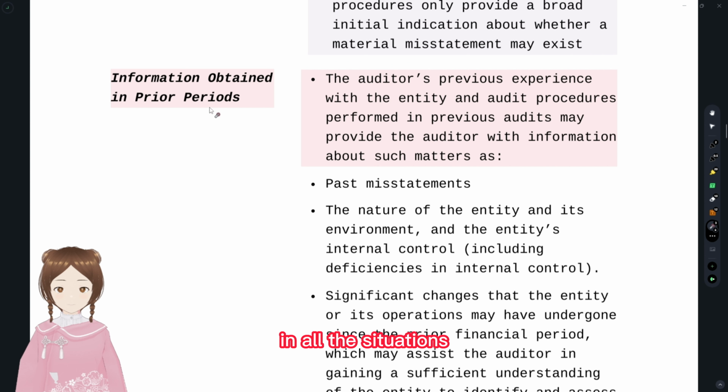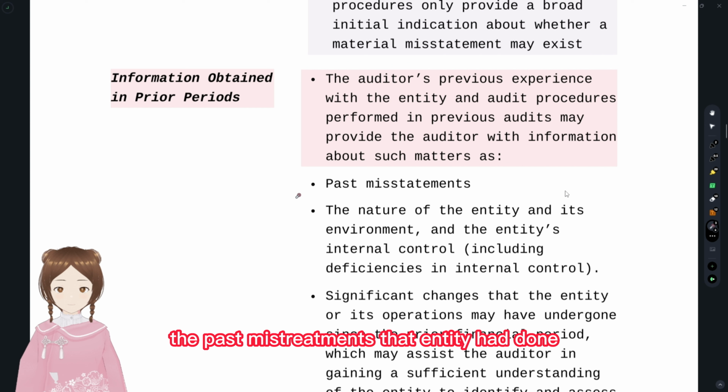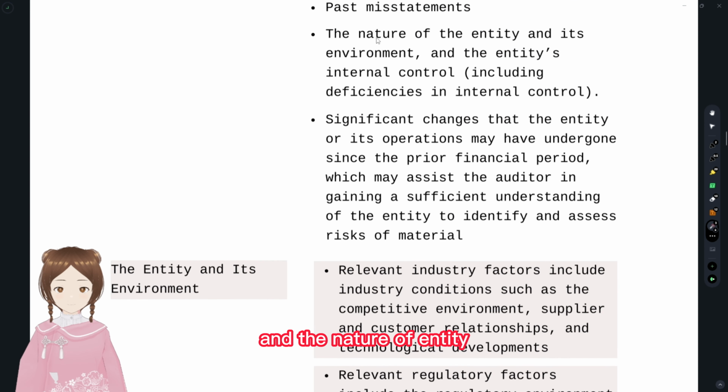In all the situations, what prior period information could help the auditor in the audit of this current year? It is information about the past misstatements, misstatements that the entity had made, or past misstatements that the auditor has experienced with other entities. And the nature of the entity and its environment and the entity's internal control, including deficiencies of internal control, would help the auditor with regards to that.